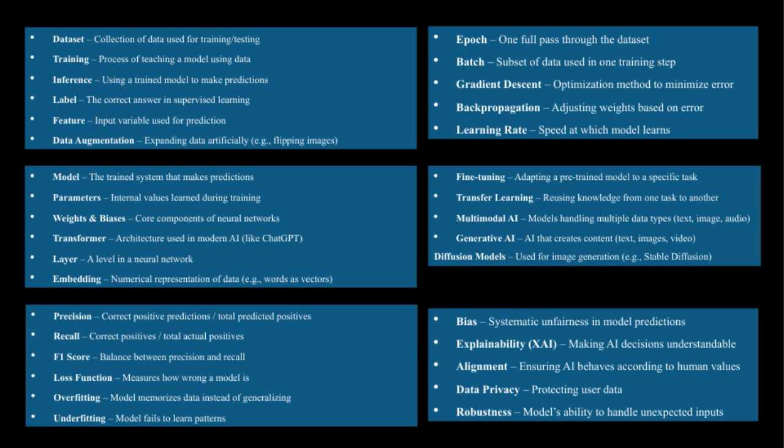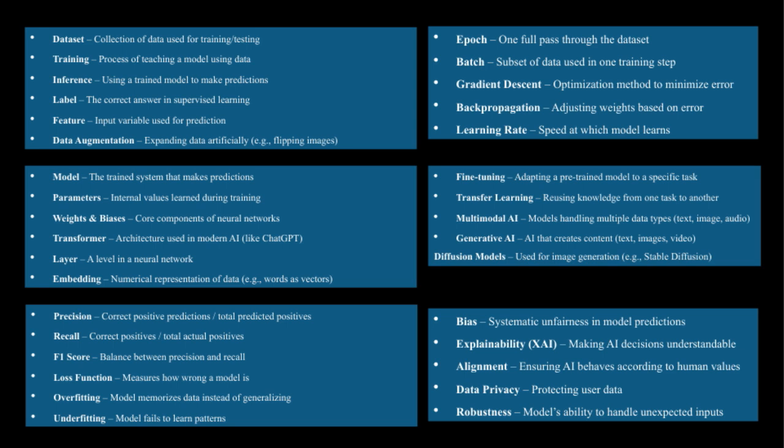Robustness is the model's ability to handle unexpected or noisy inputs without failing. Fine-tuning involves adapting a pre-trained model to specific tasks, saving time and resources. Transfer learning allows us to reuse knowledge from one task to accelerate learning in another. Multimodal AI models handle multiple data types simultaneously, like text, images, and audio, which makes them versatile.